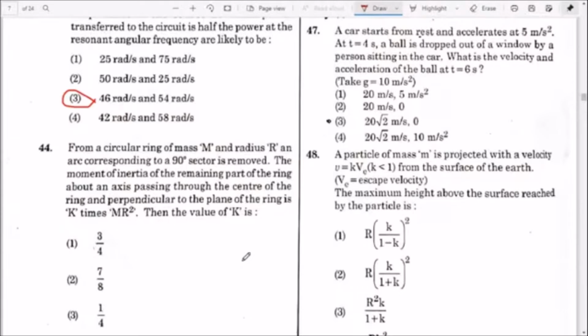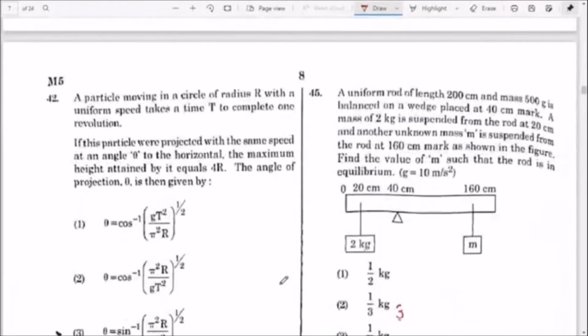The moment of inertia of the remaining part of the ring about an axis passing through the center of the ring and perpendicular to the plane of the ring is k times mr square. Then the value of k is 3/4. Option number 1 is correct option, students.